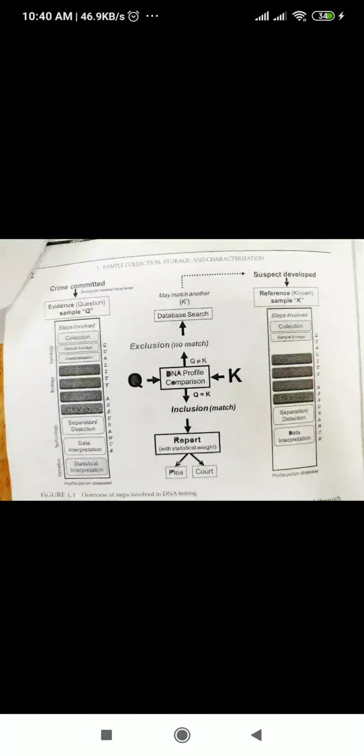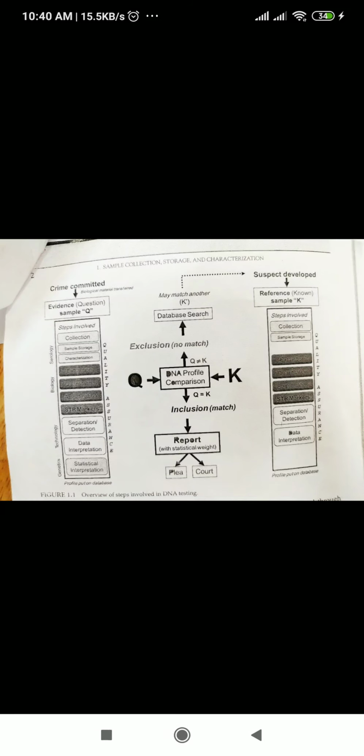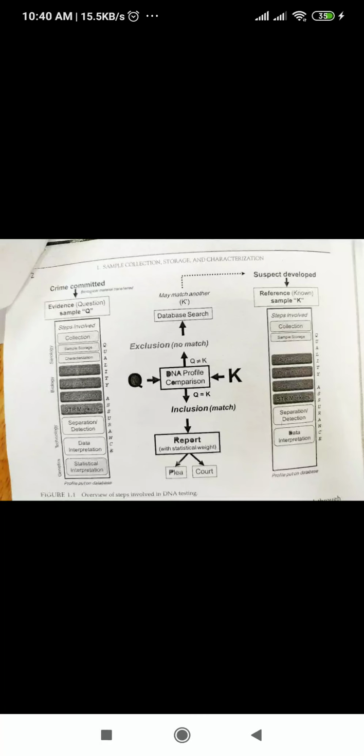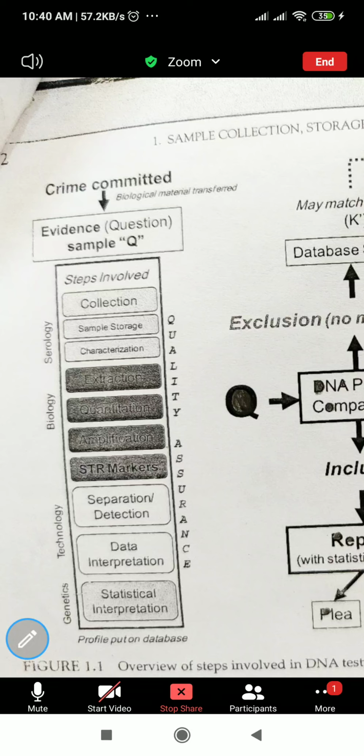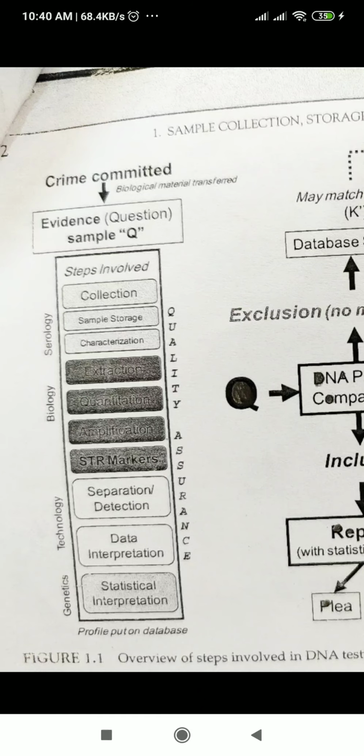In the case of the evidence we found, that is our question which we have to solve with the help of DNA fingerprinting technology. So what are the different steps involved there? I have zoomed this. Whenever the investigators come to a particular crime site, first they look for biological material as evidence. It will be hair, semen, or blood. These are the most important biological materials mostly used in DNA fingerprint technology.